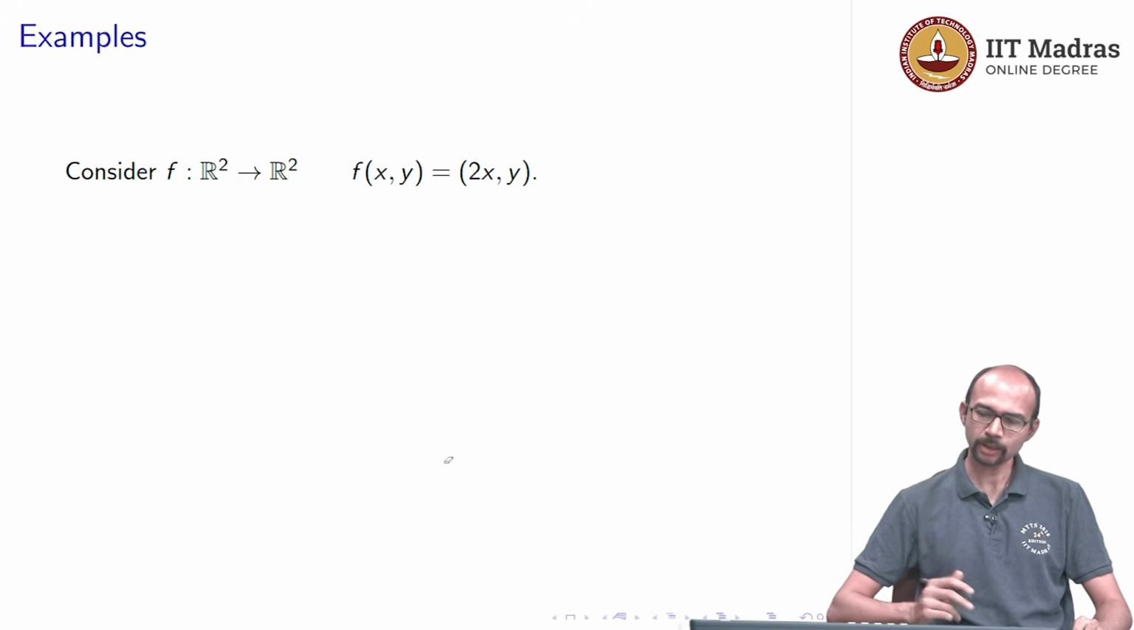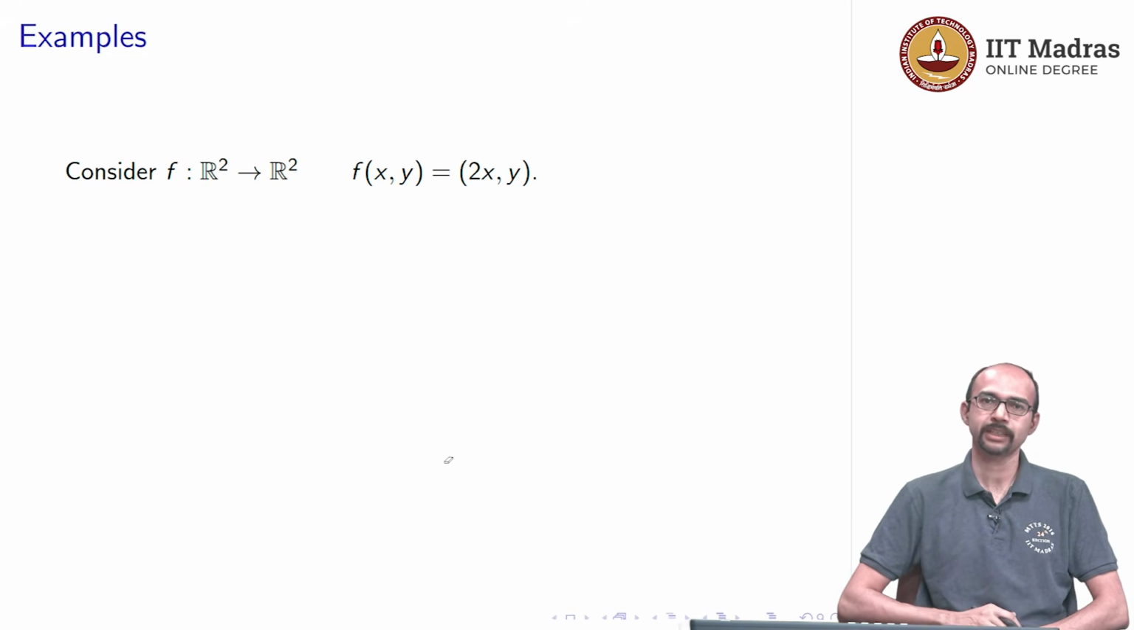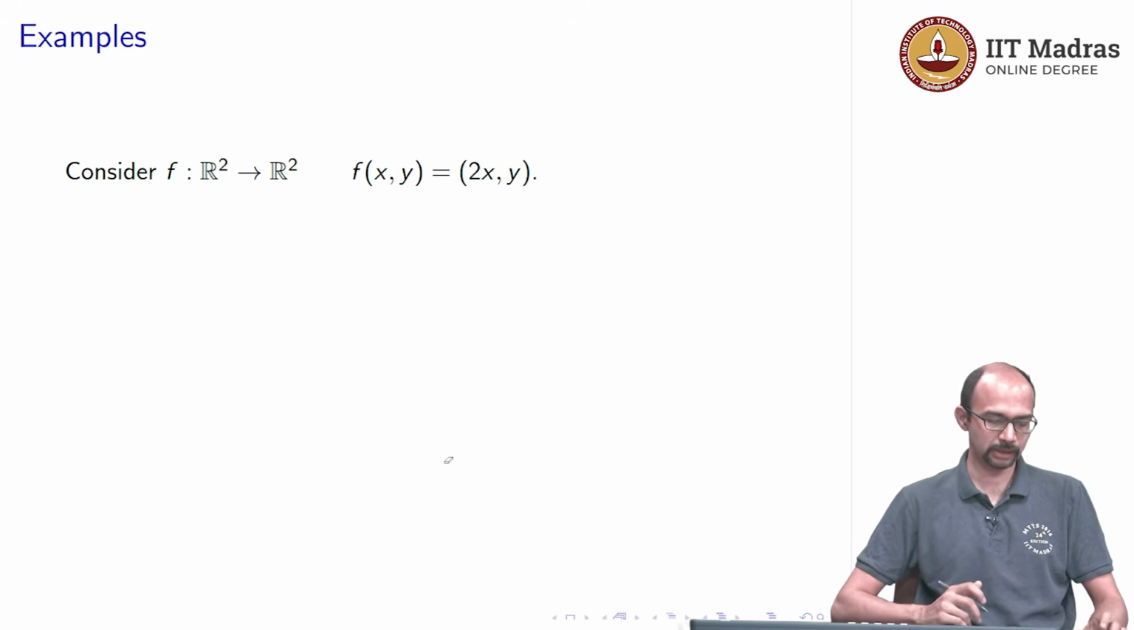Look at the function from R2 to R2, f of (x, y) is (2x, y). First of all, why is this a linear transformation? Because each coordinate is a linear combination. Remember that if each coordinate is a linear combination, that is exactly what a linear transformation is when it comes to functions from Rn to Rm. So, 2x is a linear combination of x and y, and y is a linear combination of x and y. So, this is indeed a linear transformation.